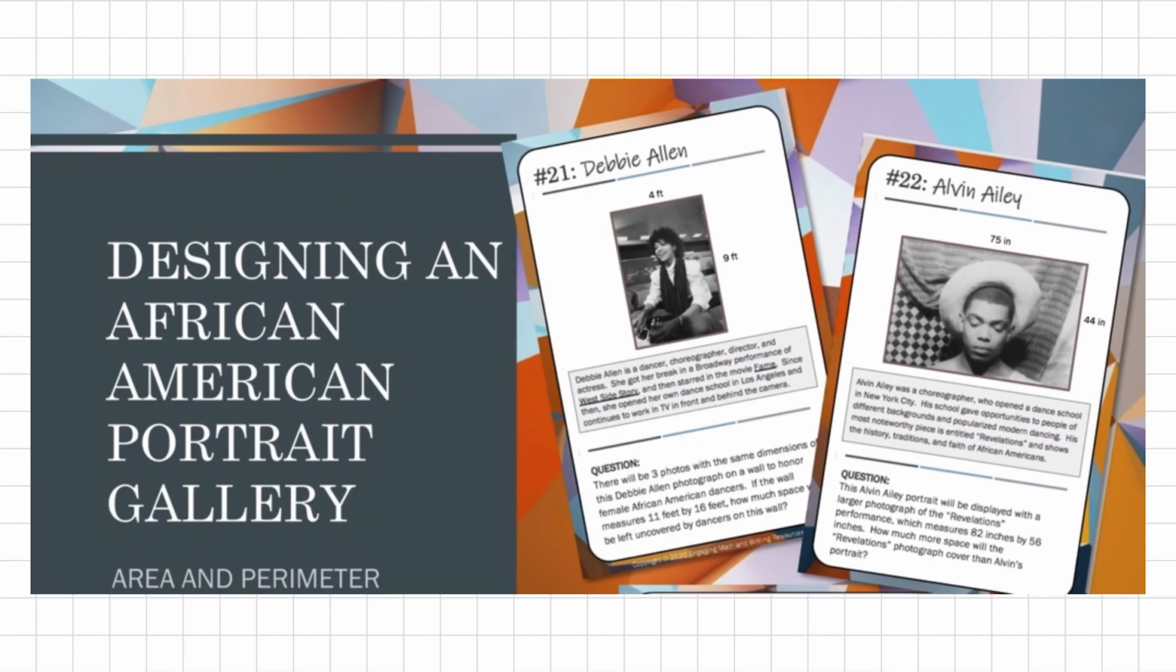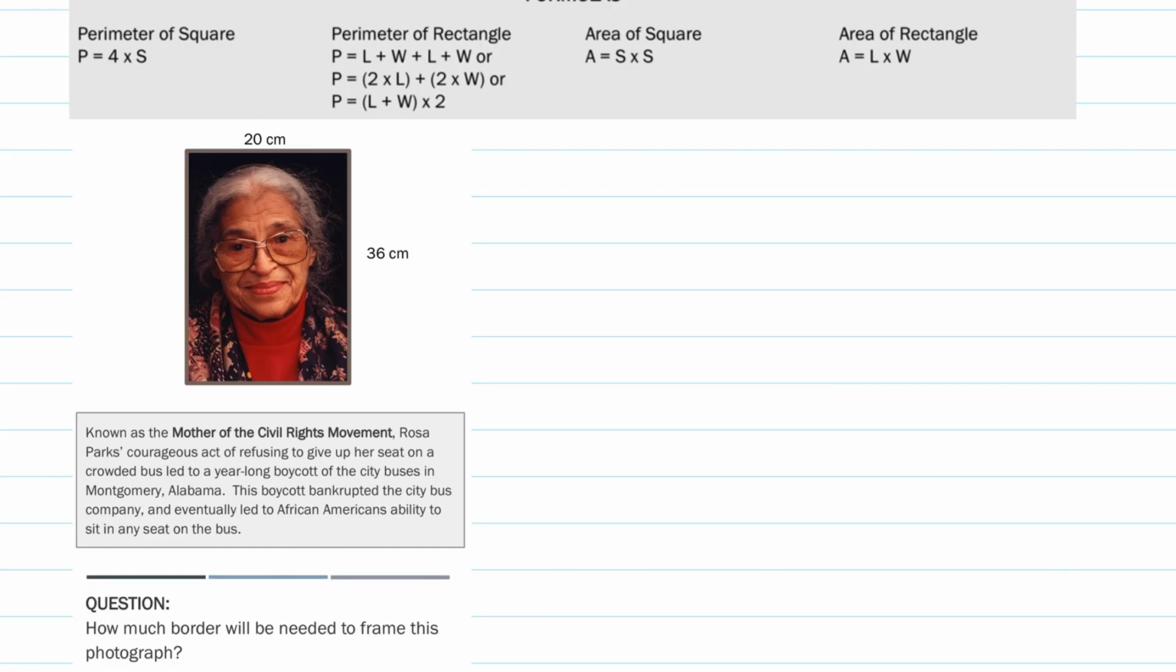Greetings, fifth graders. Today we will be reviewing area and perimeter in the context of this African American portrait gallery that we are going to design. So we are going to be putting pictures on the wall and we're going to be figuring out what we need to do for these pictures. Okay, let's look at the first problem.